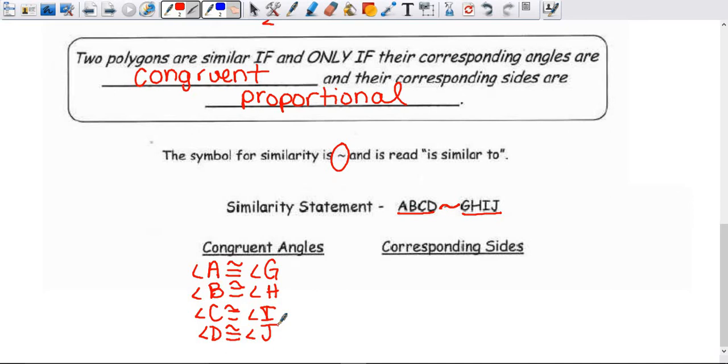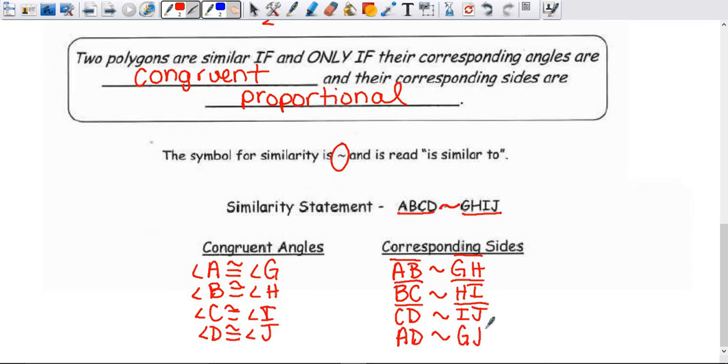So now the corresponding sides, though, would be similar or in proportion. So if we match up AB, we would say it would be similar to GH. So still using those first two letters in the first two letters. So on. BC would be similar to HI. CD would be similar to IJ. And last but not least, AD would be similar to GJ.